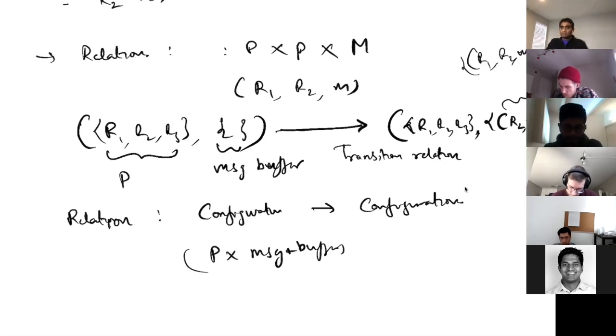So a system processing an event, such as generating a send event, for instance, can be captured as transitioning from one configuration to another configuration. In mathematics, you simply represent it by saying that my transition relation contains one tuple from R1, R2, R3 with an empty set to R1, R2, R3 with a singleton set containing R1, R2, M. So far, so good?